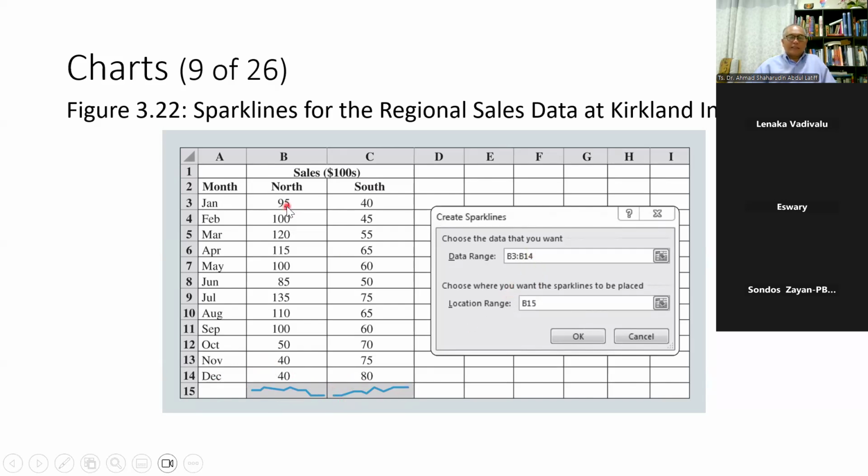So you can see there is increasing sales in terms of months from North, in January, February, and so on. You can see the fluctuation here. And then you can see also that the South starts lower and then increases somewhere in July. So there's a peak here and then it drops again, 65, 60, and then increases back to 70, 75, and 80. Okay, you can see the fluctuation in spark lines, and then you can see the numbers in the tables here. Okay. This is how you use spark lines.